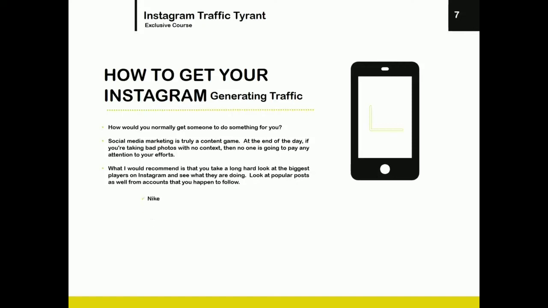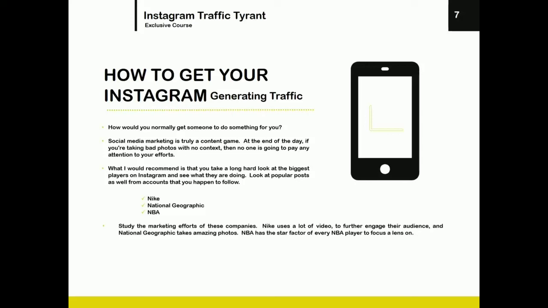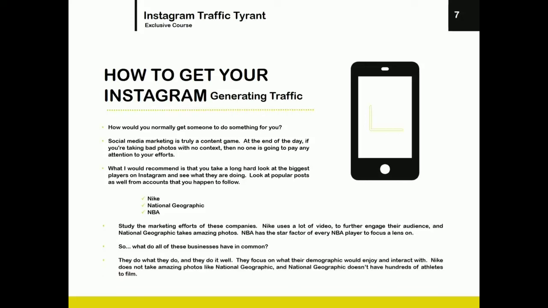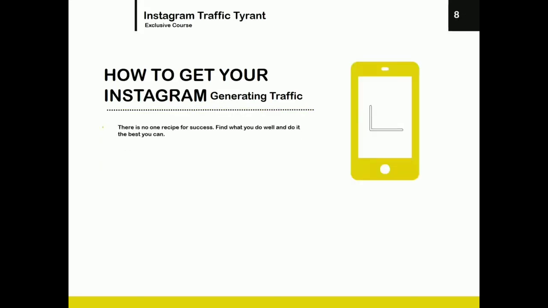For example, Nike, National Geographic, the NBA. Study the marketing efforts of these companies. Nike uses a lot of video to further engage their audience, and National Geographic takes amazing photos. The NBA has the star factor of every NBA player to focus a lens on. So, what do all of these businesses have in common? They do what they do, and they do it well. They focus on what their demographic would enjoy and interact with. Nike does not take amazing photos like National Geographic, and National Geographic doesn't have hundreds of athletes to film. There is no one recipe for success. Find what you do well and do it the best you can.